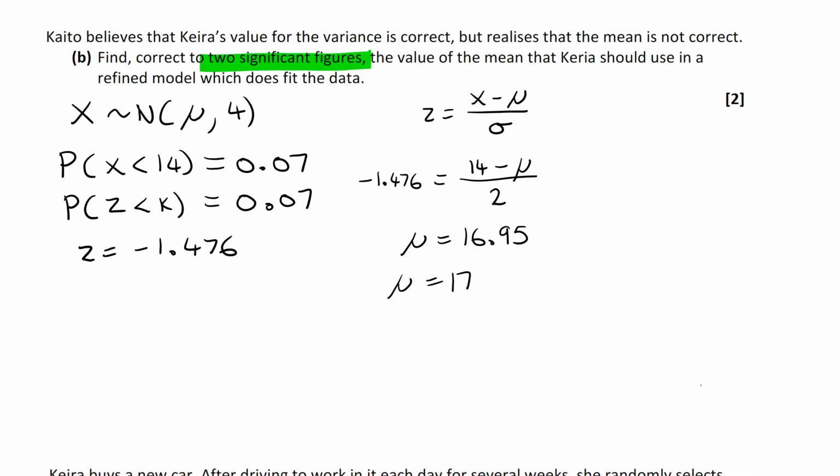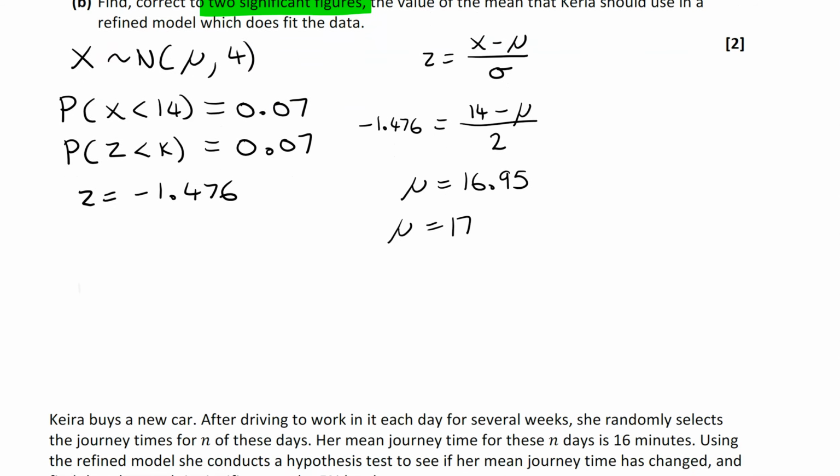If you wanted to, you could also look at the fact that the probability that x is greater than 18 is 0.31 as well. If you want to do those upper values instead, you could also do that, and you should still get the correct value for your mean.